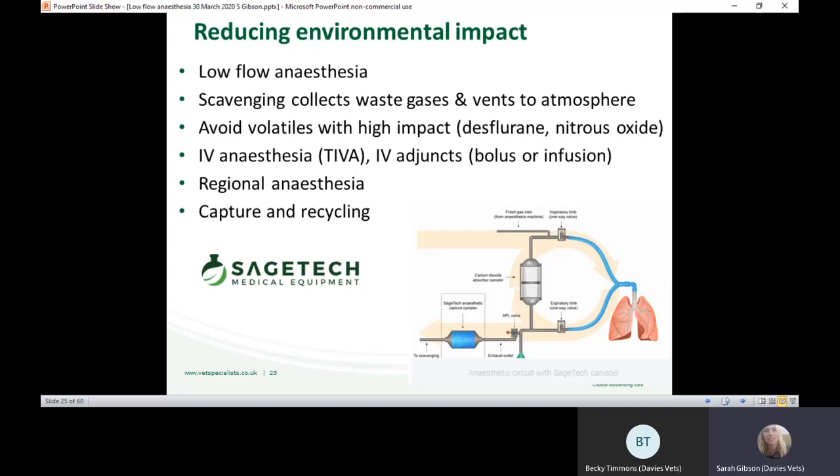Lastly, capture and recycling, which is being developed in the UK by SageTech. The idea behind this is to literally collect and capture exhaled sevoflurane and process it so we can use it again. We are hoping this will be rolled out into the veterinary market in the future. An important factor in this is looking at how the volatile is transported to and from the treatment plant, and they are aiming to use NBS to avoid creating any extra carbon footprint. SageTech have just won an award for innovation in anaesthesia, critical care and pain. This product will reduce costs and reduce environmental pollution.